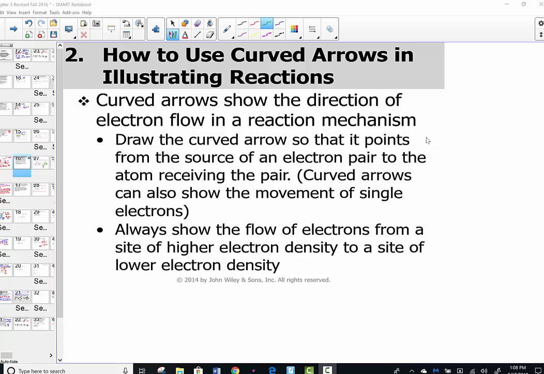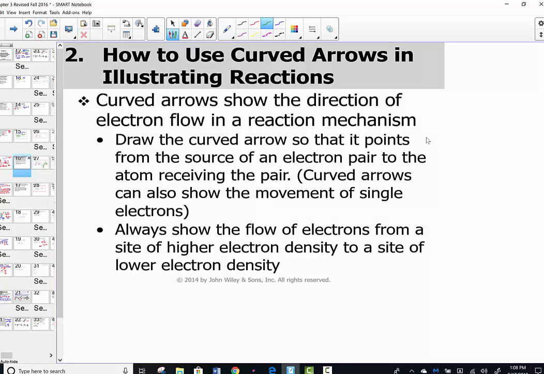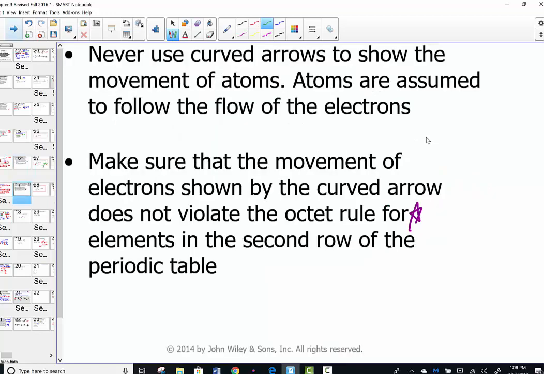We know that we use a curved arrow so that it points from the source of an electron, showing an electron transfer. So when we think of curved arrows, it goes from an electron rich to an electron deficient or electron poor site. Electrons can form bonds, or electrons will collapse back onto atoms. And we're always going to flow the electrons from the side of higher density to the side of lower density.